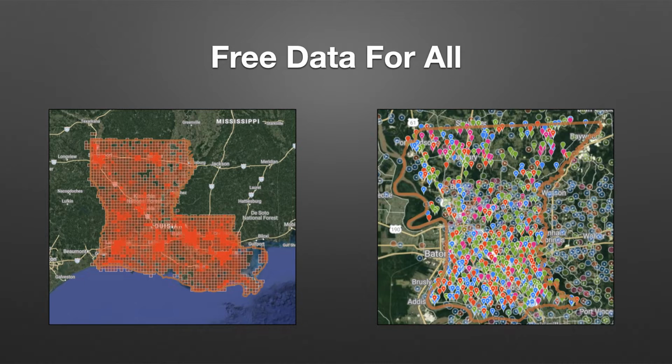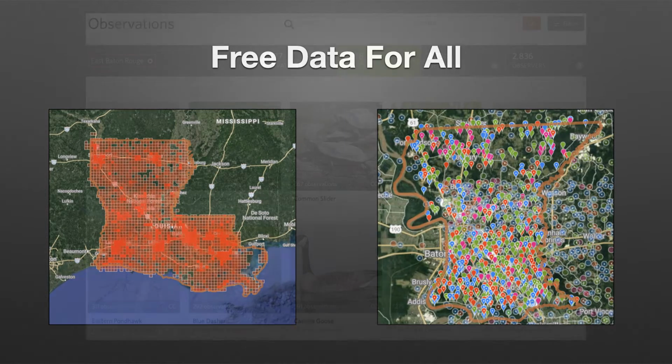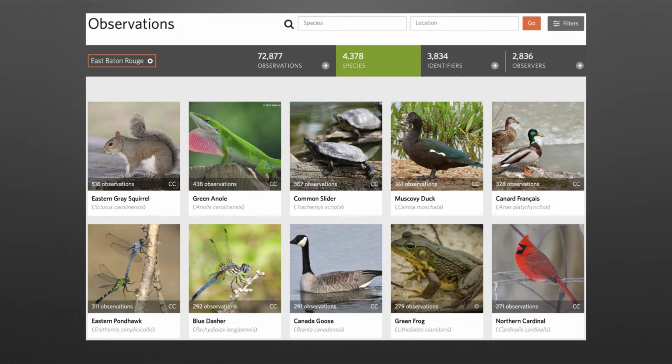I highly encourage you to visit the iNaturalist website and tinker with all the data features. Here you can see the heat map of all the observations in Louisiana. And you can drill in by parish, neighborhood, street, park, anything. Here you can see the observations for East Baton Rouge Parish.